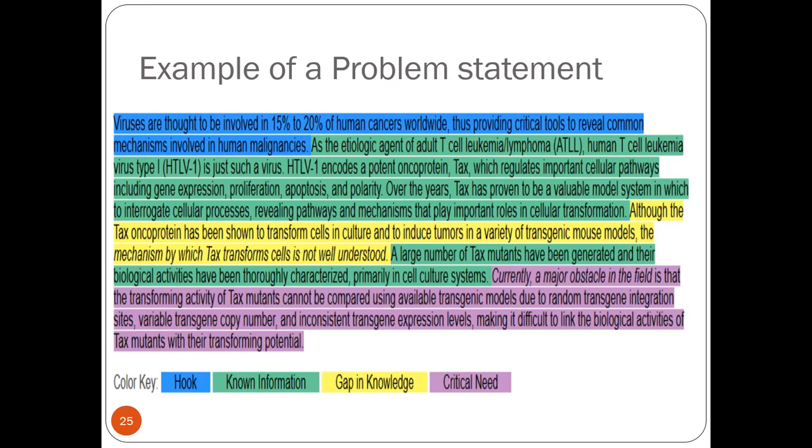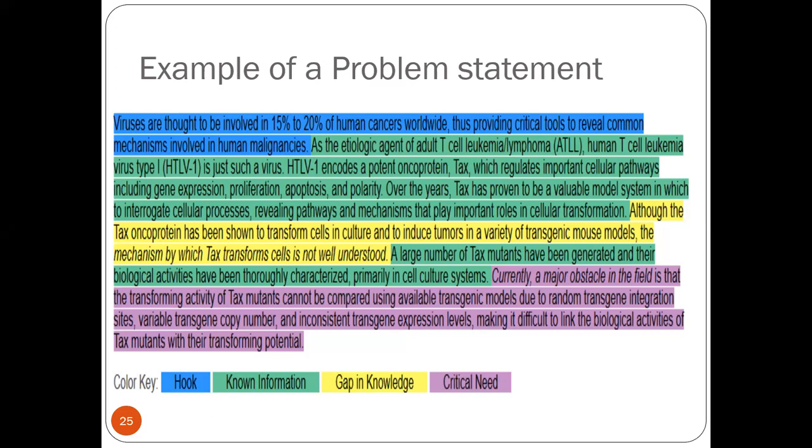Now what is not known? That is where the knowledge gap is. What is the gap? Although the Tax oncoprotein has been shown to transform cells in culture and to induce tumors in a variety of transgenic mouse models, the mechanism by which Tax transforms is not well understood. I have now given the unknown information here. Even though there is a lot of information about Tax, the mechanism by which Tax transforms cells is not well understood. So if it is not well understood, why should you be concerned about it? I'm giving another piece of information.